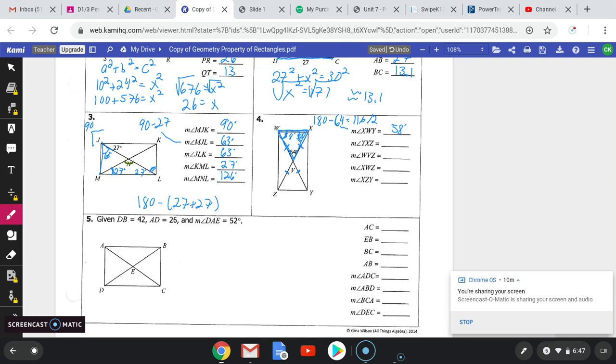Which then means YXZ, to find that angle, just use a different color. Remember, this whole corner is what? It's 90. So I do 90 minus 58, which is going to give me 32 degrees. It's 32 right here. Let's see what else do we want. Oh, WVZ, which is this angle right here. Well, what do I have here? I have a line, so I would do 180 minus 64, and that would get me 116.